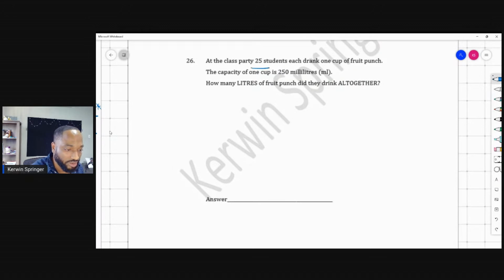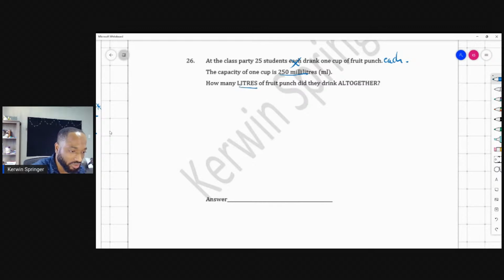At the class party, 25 students each drank 1 cup of fruit punch. I don't think the "each" is required here. I could just say 25 students drank 1 cup of fruit punch each. The capacity of 1 cup is 250 milliliters. Fine. How many liters of fruit punch did they drink altogether?